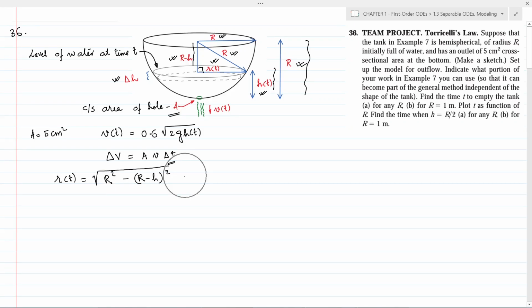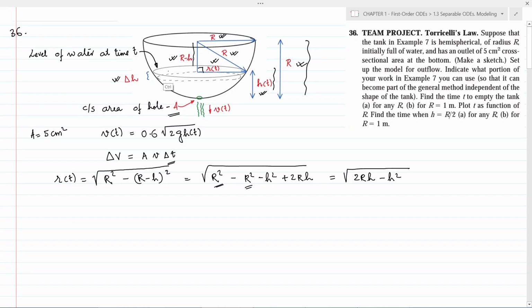So, this can be written as R squared minus h squared plus 2Rh under the square root, and we can write this as the square root of 2Rh minus h squared.